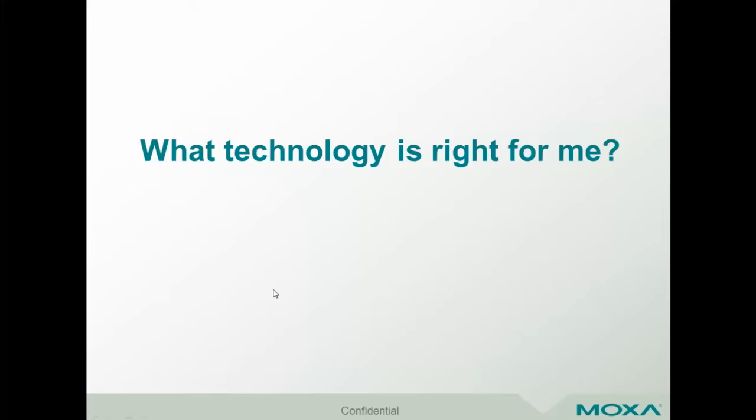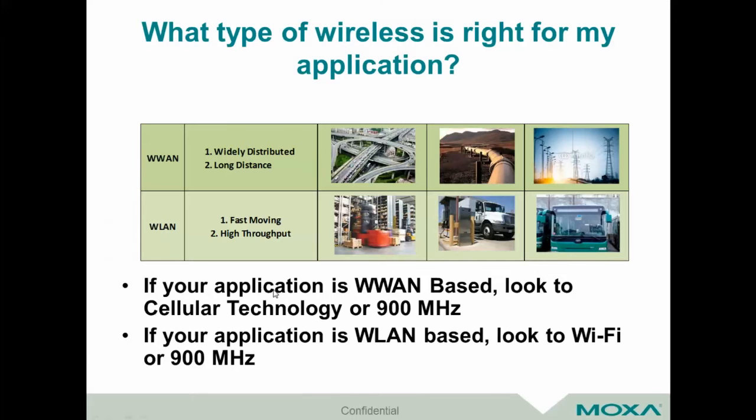So, which technology is right for me? The type of technology that you want to use for your application is really going to be dependent on how far you want your application to go. We try to categorize them into basically two. One is a wide topology, one that's widely distributed or long distance. This can be citywide, all the way up to nationwide, even on a global scale. For example, if you have a device in China that you need to communicate with a control center here in the US, we would consider that to be a wide network.